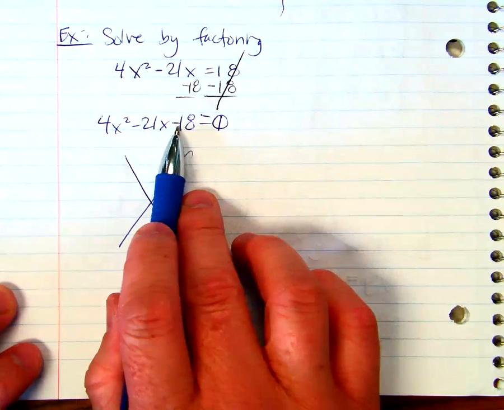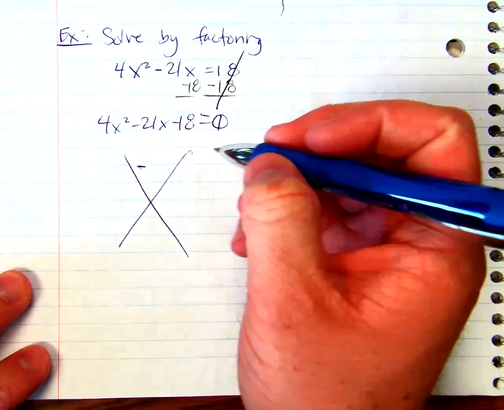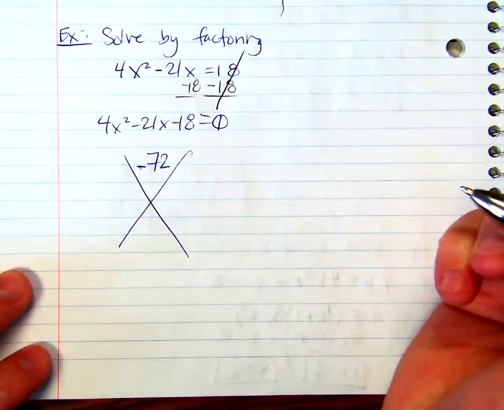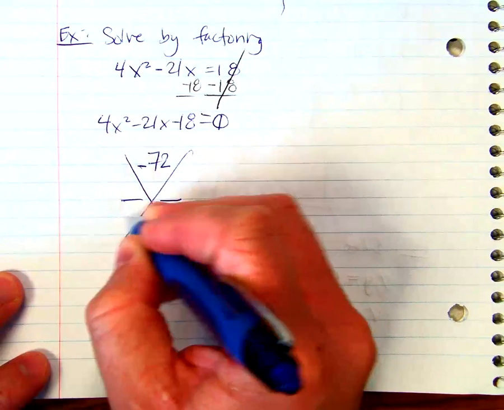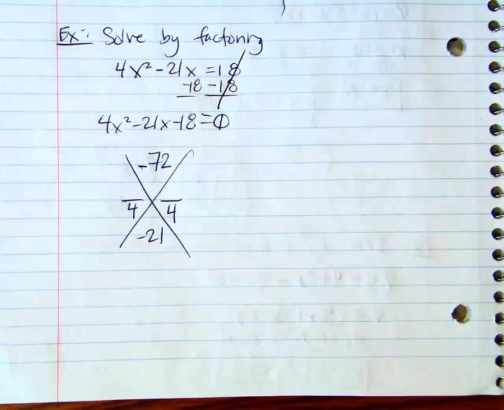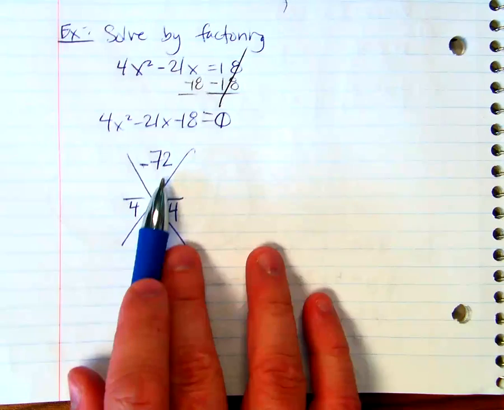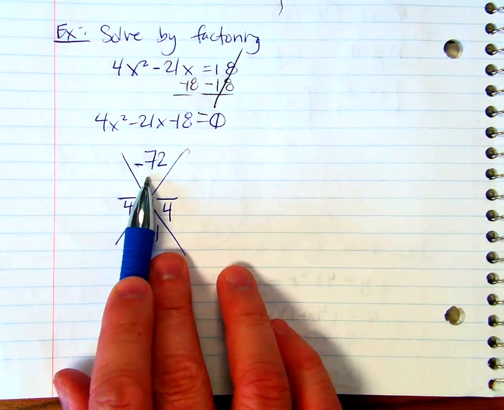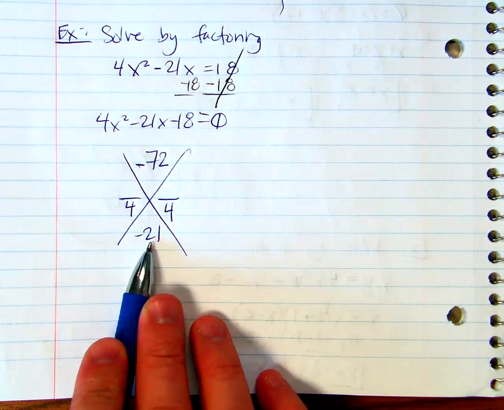4 times 18 should give me a negative what? Heard someone say it, 72. I have a negative 21 on the bottom. My denominator is a 4. So this one's going to take a little more thought, but I need two numbers that will multiply to make negative 72. I'm sorry, negative 72. Got a little dyslexic on that. So multiply to make a negative 72, but if I add those numbers, I get a negative 21.